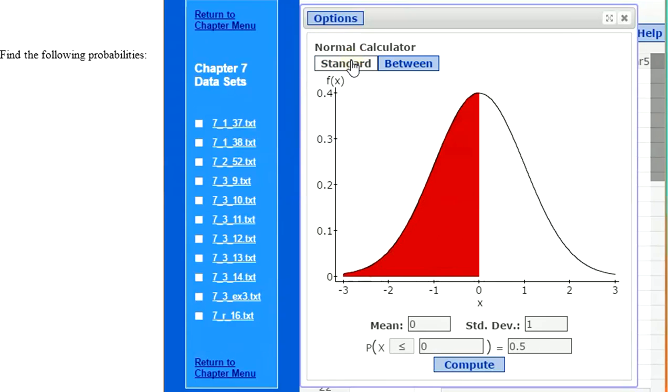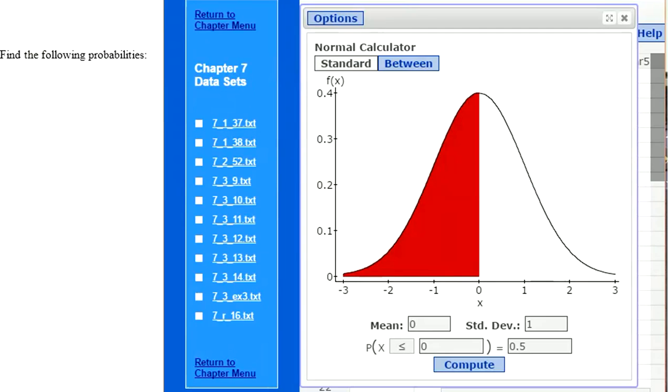So let's first just look at the different parts. You have this image shading an area in red that we're interested in, and then we can specify the mean of the distribution, the standard deviation of the distribution, as well as some inputs for calculating probabilities. If we're talking about a standard normal distribution, that's a mean of 0 and a standard deviation of 1.